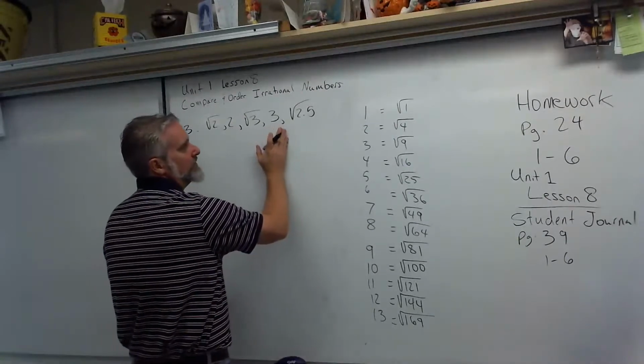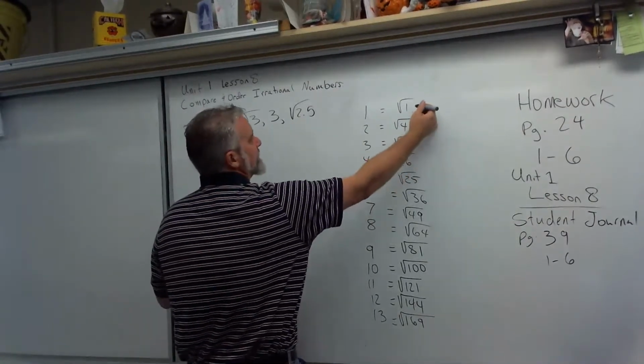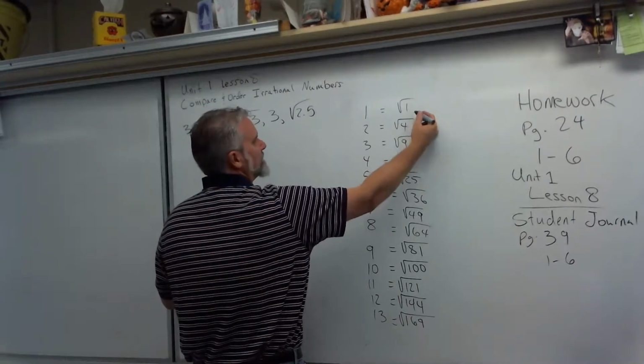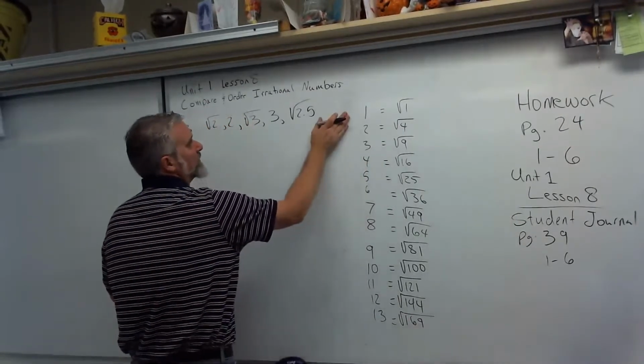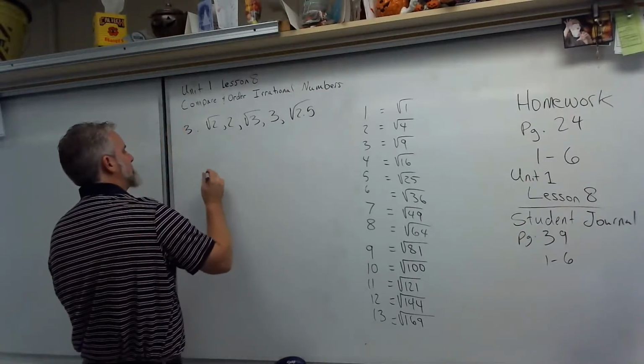Then we have a 3. And then we have √2.5, which is again going to fall in between the √1 and √4. So I need a number line that's going to range from 1 to 3.